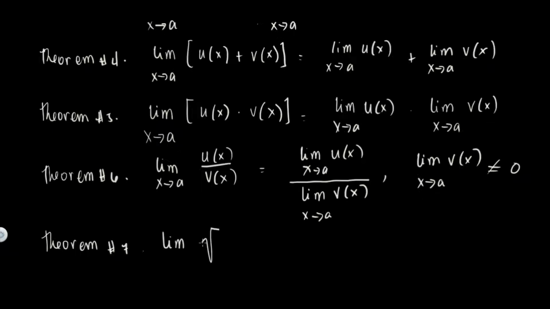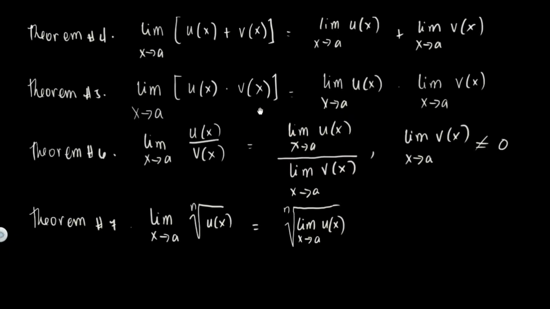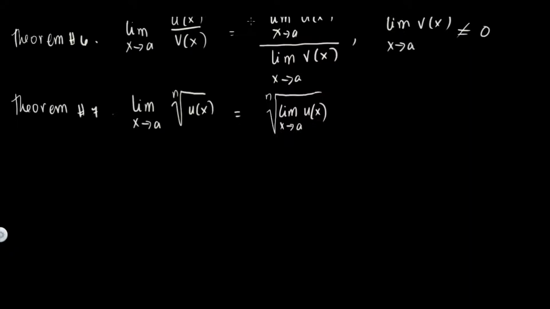Then theorem number 7, the limit of the nth root of the function u of x as x approaches a is equal to the nth root of the limit of the function u of x as x approaches a. Okay, where n is any positive integer.